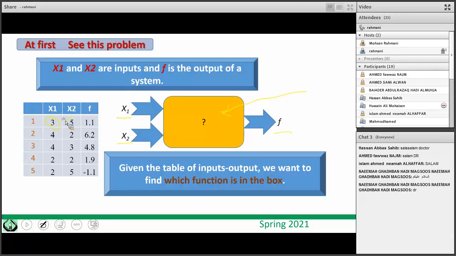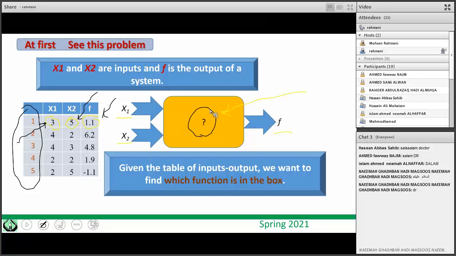And we have some examples of input and output. We know that if the input x1 is 3 and x2 is 5, then the output is 1.1. This is something that we set in the system. We have 5 examples here, 5 samples in the system. And the question is that we want to find the function here. How do you find the function to map from x1, x2 to f?